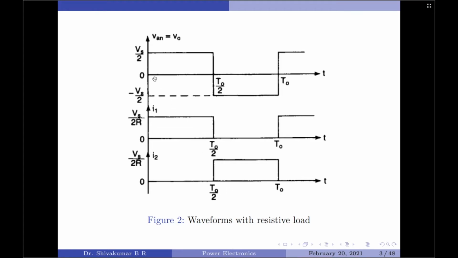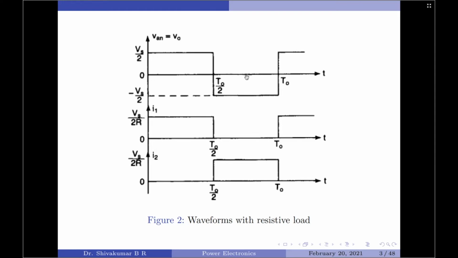Now, when the transistor Q1 is turned on for the first duration of 0 to T0 by 2, the output voltage is equal to plus Vs by 2. You can see the current across the transistor is positive and is equal to Vs by 2R. This is the transistor current, not the load current, and it should be noted. Now, the duration T0 by 2 to capital T0 is the duration where transistor Q2 is turned on and the output load voltage for this duration is equal to minus Vs by 2.